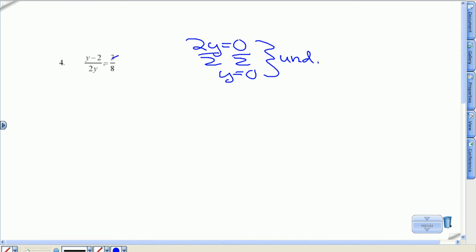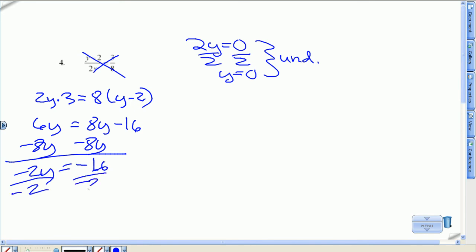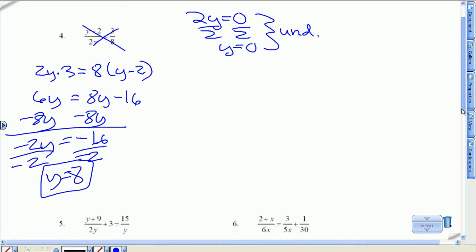Alright, here we go. Cross multiply. We got 2y times 3 on one side. Here we have 8 times y minus 2 on the other side. Alright, that's 6y. This is 8y minus 16. I'm going to subtract 8y from both sides. Negative 2y is equal to negative 16, and then I'll divide by negative 2. Get y equals 8. y equals 8 is not one of the danger answers, so we can keep it. The problem is lovely.